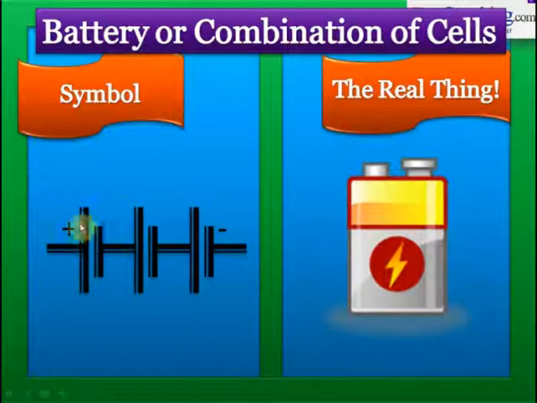In this symbol here, you can see one cell, the second cell, the third cell, and so on. Isn't it?